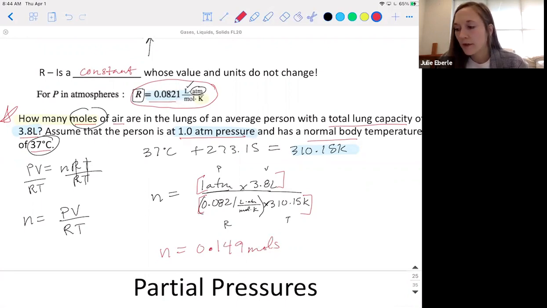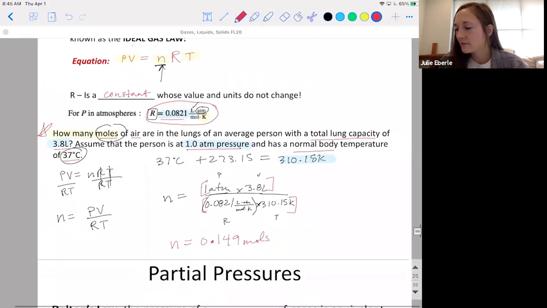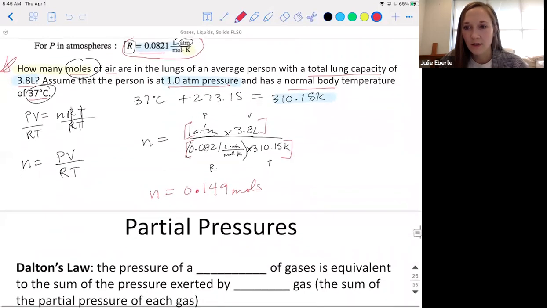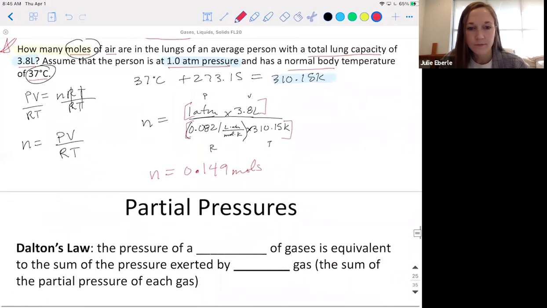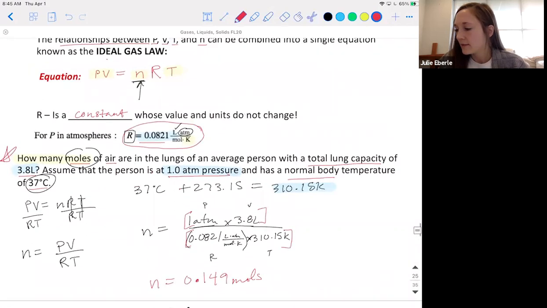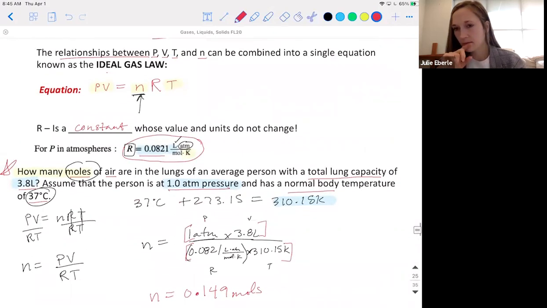So, how many moles of air are in your lungs? Very, very small amount. 0.15 roughly moles of gas, very little. And that is yet enough gas to fill your whole body with oxygen and all the things you need. All right, so that's combined gas law and ideal gas law.